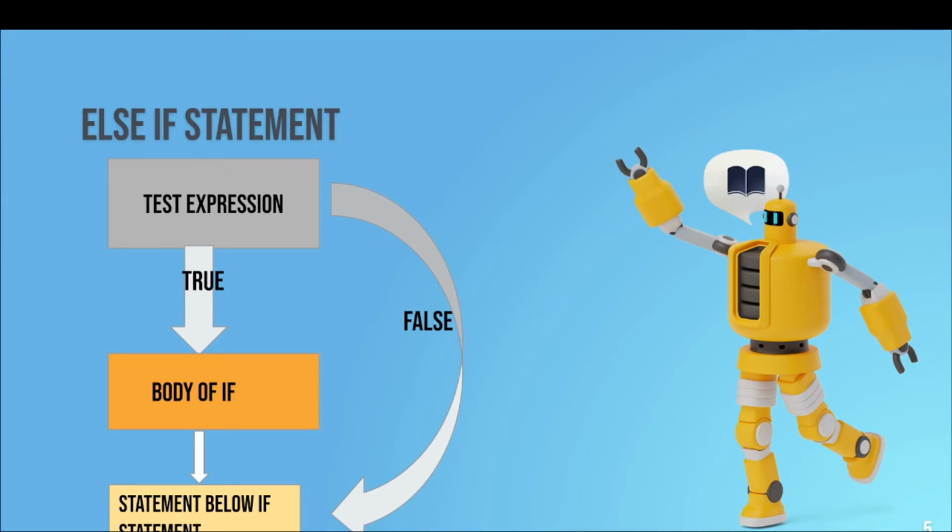This is the part where the else if statement comes in. The else if statement is another option when the if statement doesn't work. The else if statement allows you to check multiple expressions for true and execute a block of code as soon as one of the conditions evaluates to true.